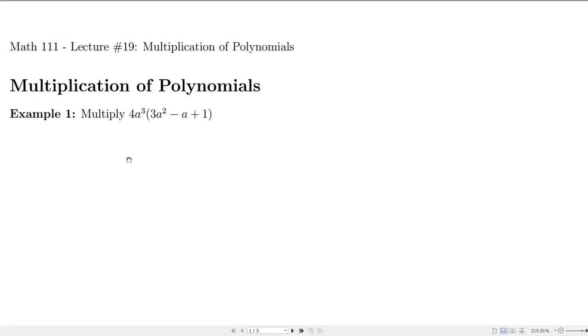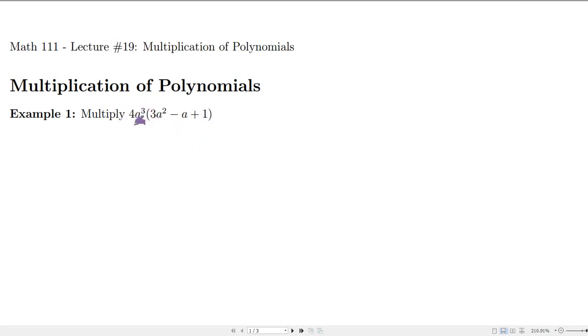Now we're going to talk about multiplication in polynomials. Before we were doing addition and subtraction of polynomials. Now we are going to do a bunch of examples where we multiply. And we already actually have quite a lot of practice with this. It's very similar techniques. We are just going to have to use some new rules.